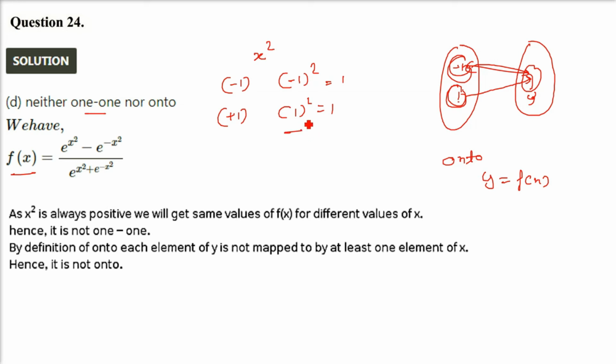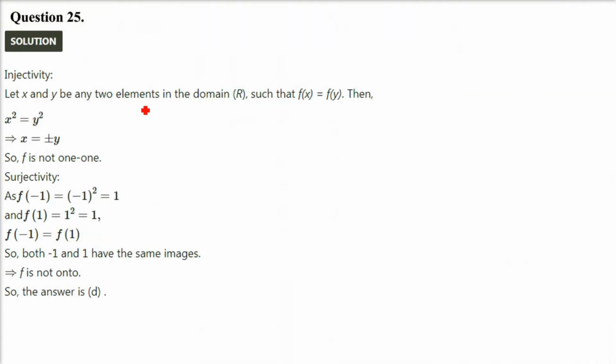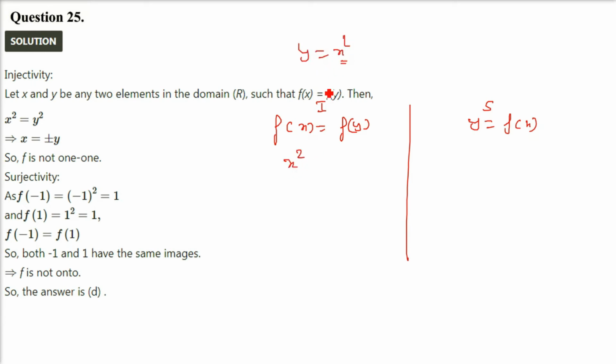So you can either do f(x) equals f(y), try to prove x equals y, or you can do it by this observation method also. So the next question is the same here. Since we have just done a question like this, same thing. So f is from R to R, f(x) equals x square. Same thing here. In injectivity, whenever you check f(x) equals f(y), this is for injectivity. Surjectivity, you will put y equals f(x). It is quite clear by injectivity only that it is not possible that it is surjective. x square equals y square.